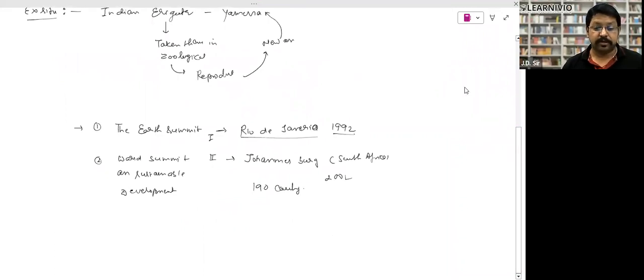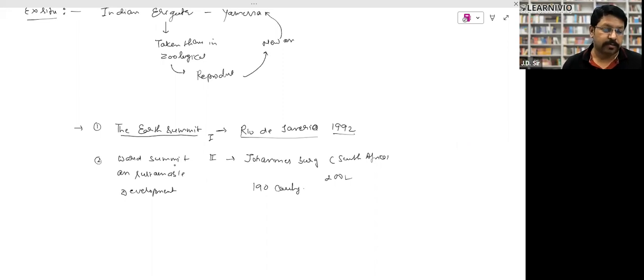And what else do you need to remember? A very important part that has been asked: the Earth Summit. So what happened? There are certain bodies in the world, like the United Nations, that called a meeting. The purpose behind the meeting was to conserve biodiversity. The first meeting conducted was the Earth Summit, held in Rio de Janeiro in 1992, right? The purpose behind it was to conserve the biodiversity of the Earth.